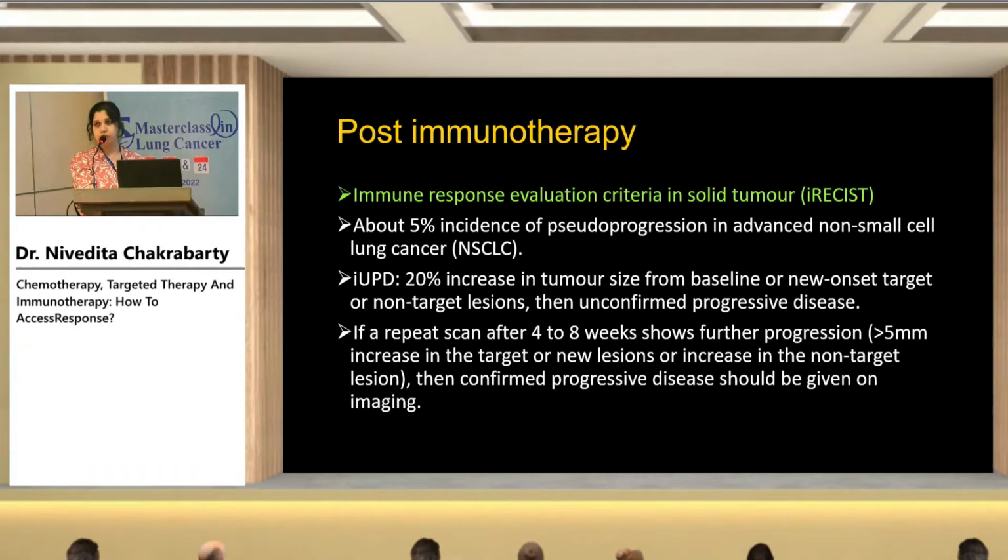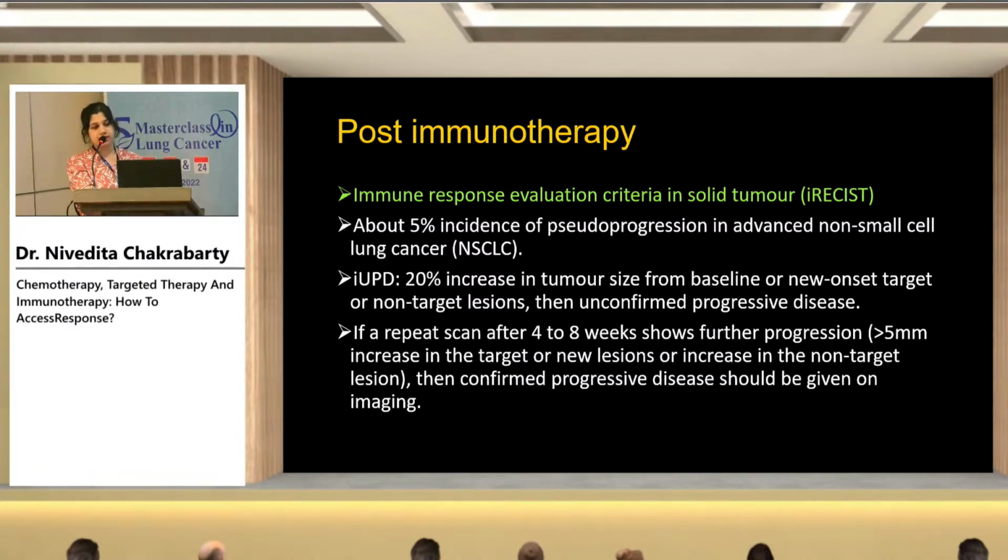Because post-immunotherapy, there's 5% incidence of pseudo-progression in advanced non-small cell lung cancer. And what is pseudo-progression? That is, there is apparent increase in the tumor burden. The word apparent is very important. It's not a true increase. Apparent increase in the tumor burden after starting immunotherapy because of reactivation of immune cells. And on subsequent scanning, the size of the lesion reduces, which implies that it was a pseudo, that is a false progression. So, to account for that, there is iRECIST criteria, which is in place.